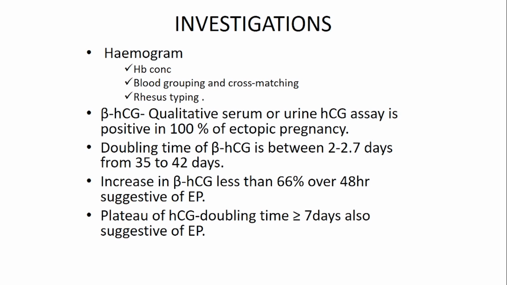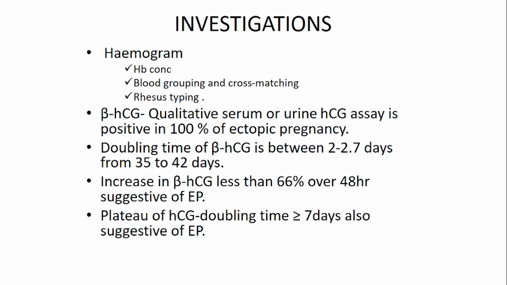Now, again, I've said earlier that most of our discussion will be on tubal rupture. If the patient comes with tubal rupture and you make your clinical diagnosis, what do we do? We must do some investigations. The common ones: we need to look at the hemogram, the hemoglobin concentration or packed cell volume. You group and cross-match the patient, and then you do rhesus typing. One important thing we need to do is beta HCG. It's a glycoprotein that is useful in the diagnosis and monitoring of treatment of ectopic pregnancy.